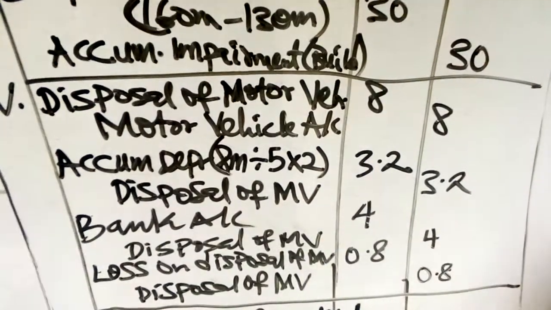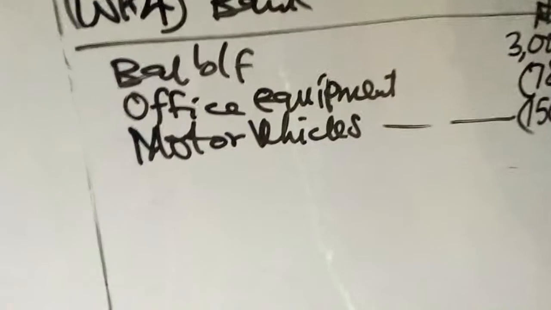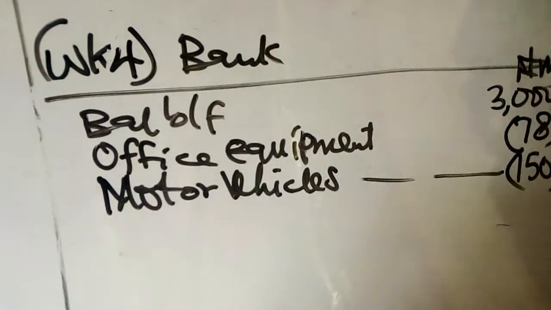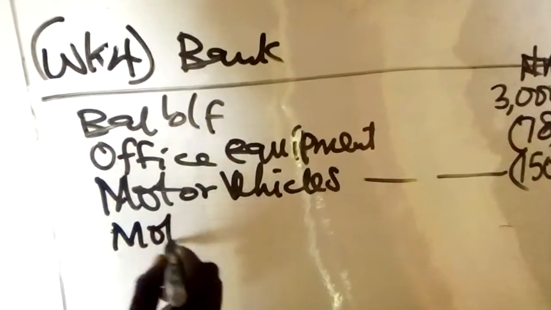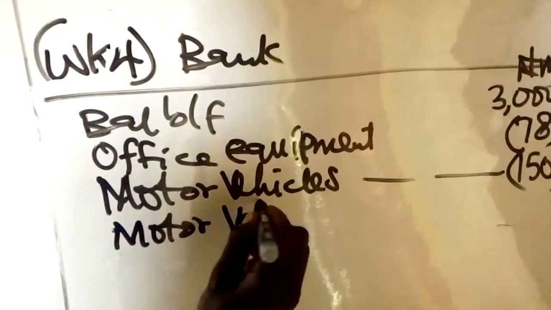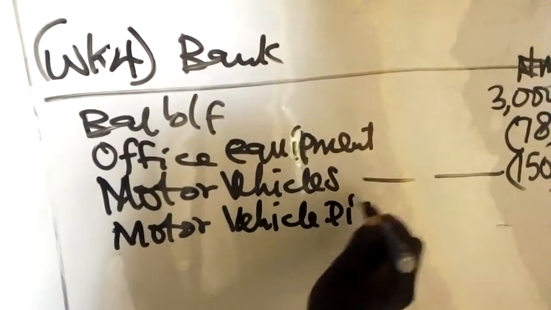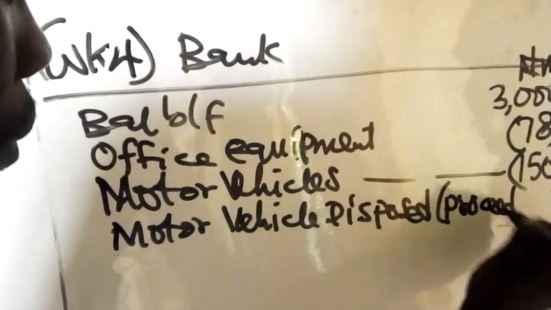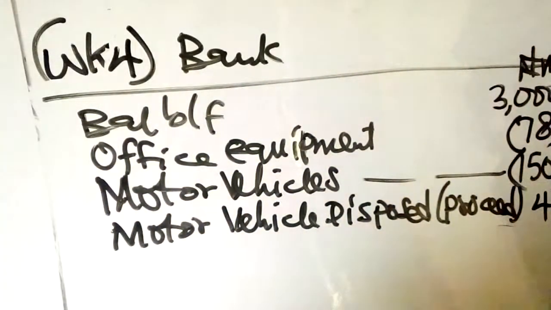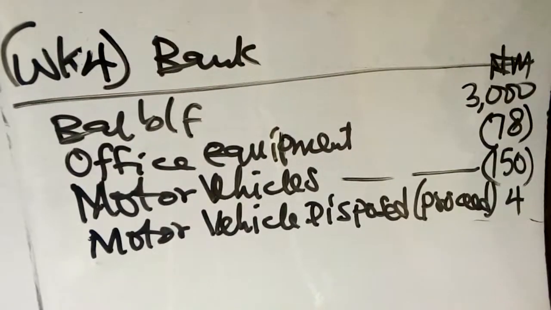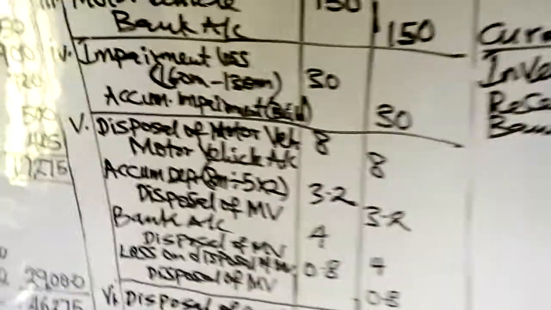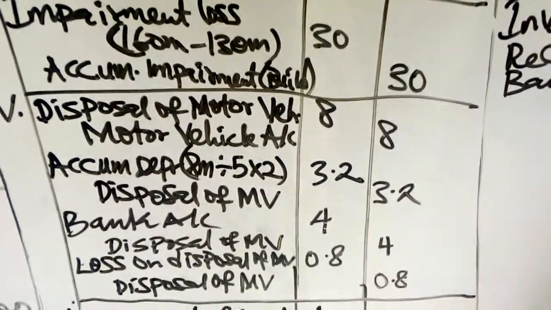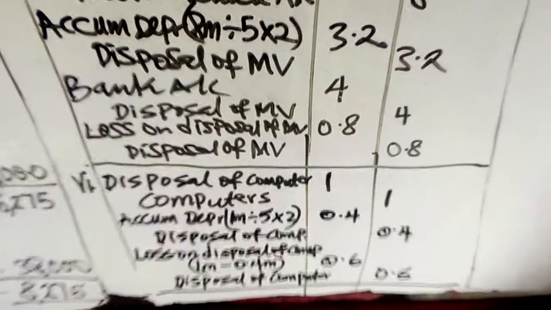That is proceed from disposal of motor vehicle. Motor vehicle disposed. That is the proceed. And that is 4 million. We are adding it because bank was debited. Then, after this note 4, no bank was debited. That is why I've added this. Note 6, there is nothing like bank there.